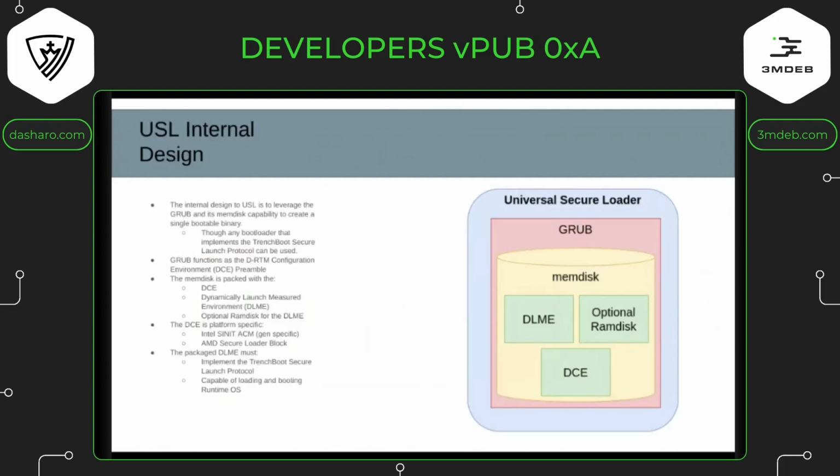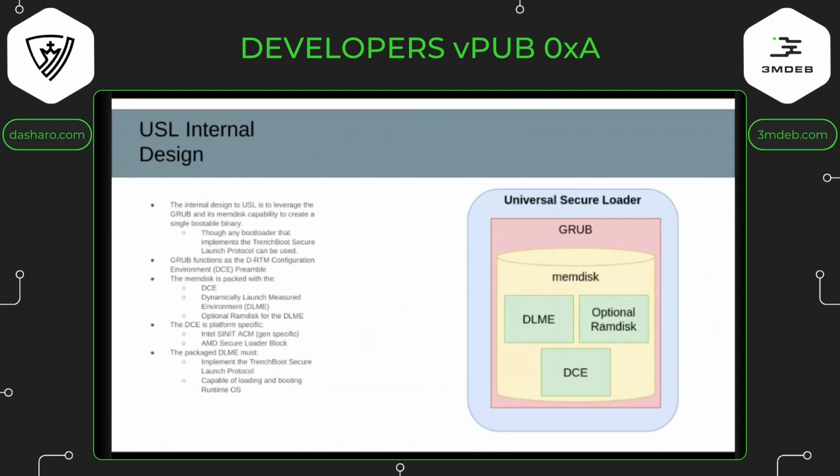This gets us to the internal design of what was put together to make all that happen. The first component was Grub, so we make Grub aware of how to do the DRTM. As far as USL goes, and what we're extracting out and making a standalone project now, you could implement any bootloader you wanted to handle the DCE preamble part of the phase, which is the setup for the DRTM. But for now, we have Grub that does that. And then we're taking advantage of Grub's ability to package a mem disk inside of it to contain whatever you want to package along with Grub.